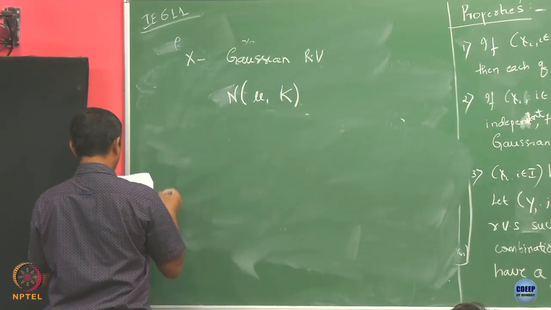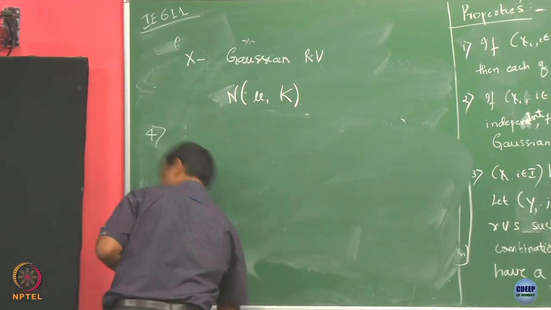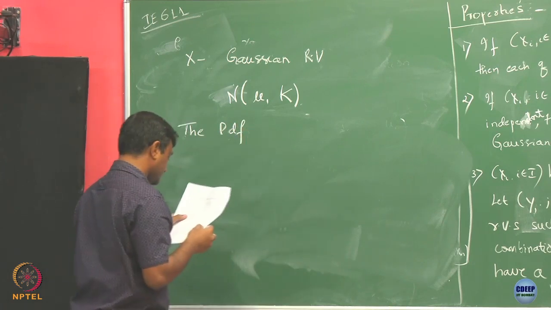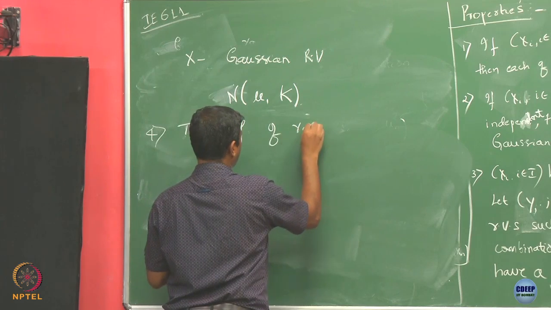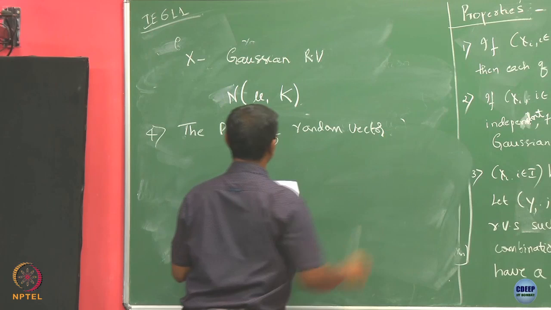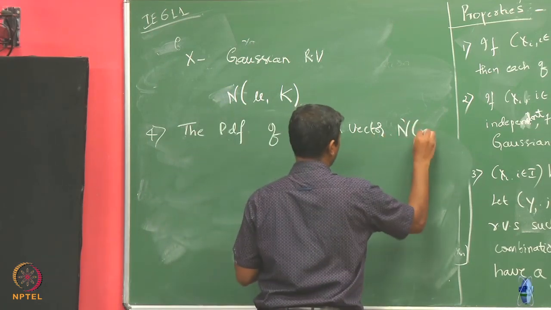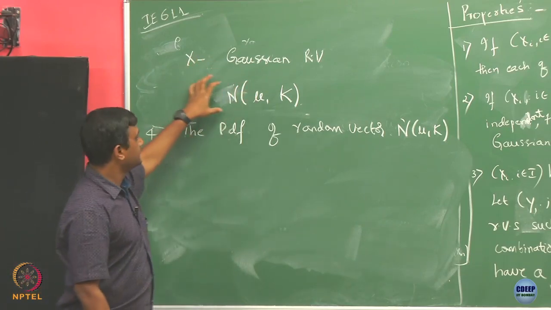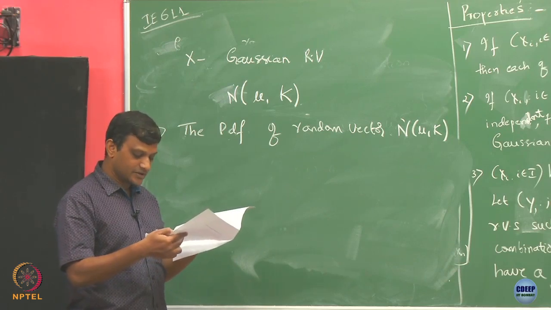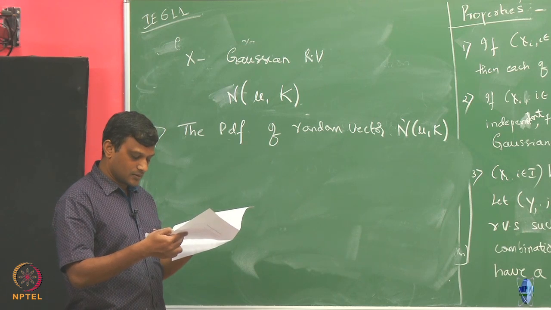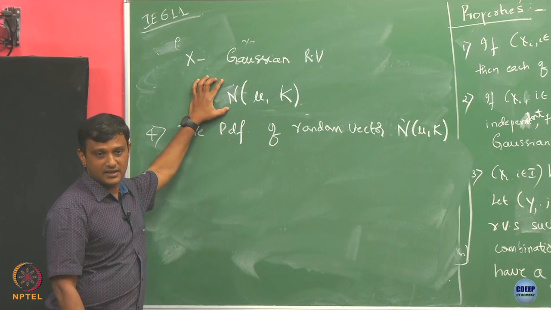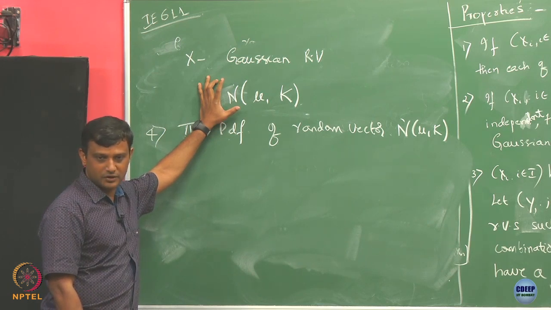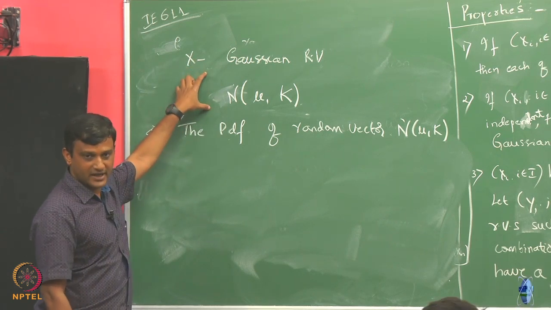So now the PDF of a random vector. Let us say X is a random vector and its PDF I am going to denote as N(mu, K), where mu is the mean vector and K is the covariance matrix. So this just denotes a Gaussian random vector with parameters mu and K.